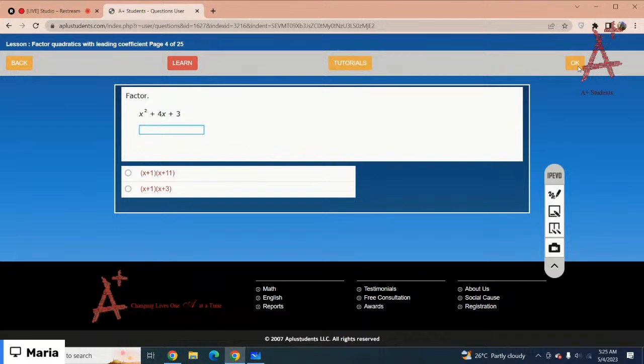X square plus 4x plus 3. So which is the correct option? 3 times 1 is 3 and 3 plus 1 is 4. Got it? You can see here 3 and 1. 3 plus 1 makes 4. And when you multiply 3 times 1 it makes 3. So it would be the second one.